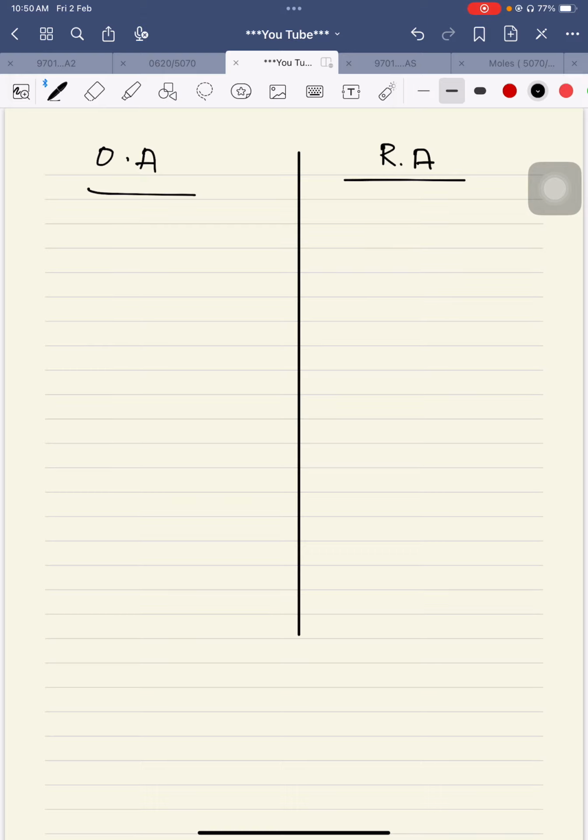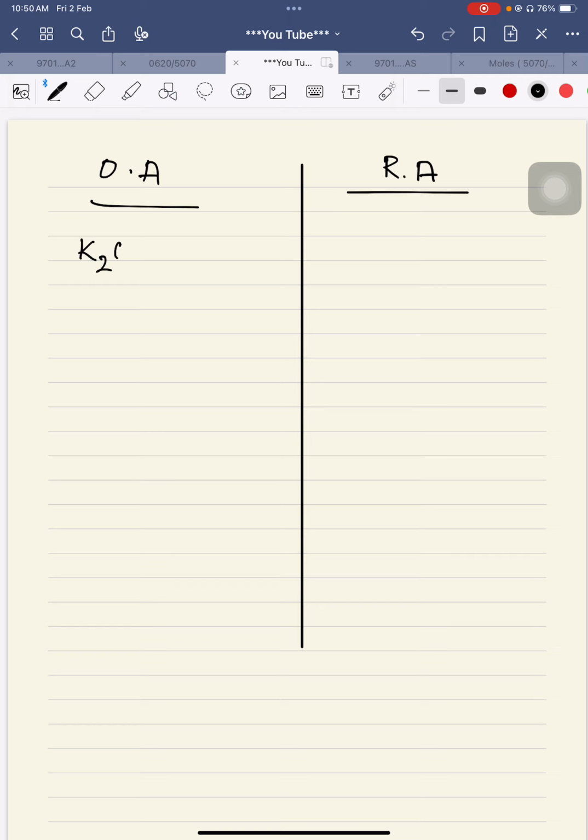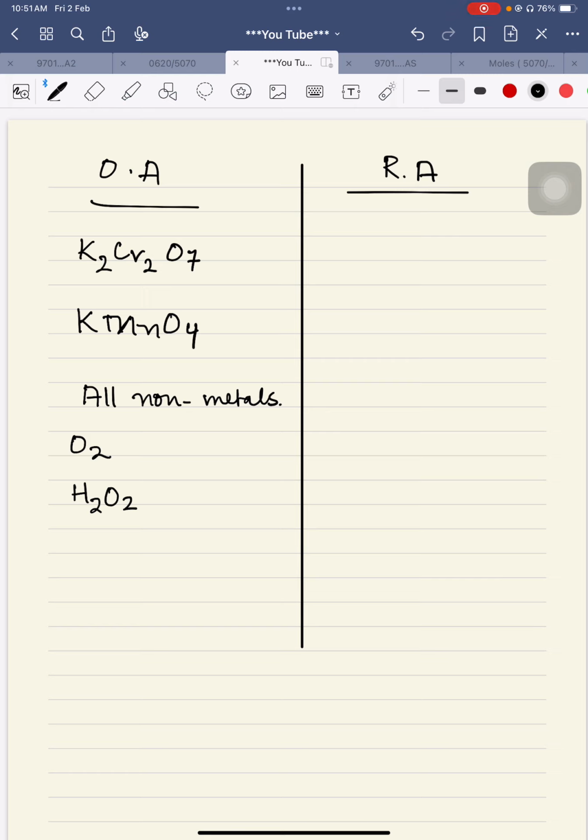Here there is a list for oxidizing agents and here there is a list for reducing agents. In the case of oxidizing agents, number one is K2Cr2O7, that is called potassium dichromate. The next one is KMnO4, which is called potassium manganate, or potassium permanganate as well. Next, all non-metals act as oxidizing agents. Then we have the example of O2 as well. Then we have H2O2, which is called hydrogen peroxide.